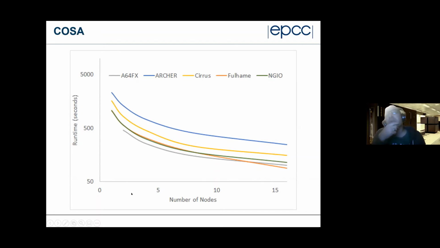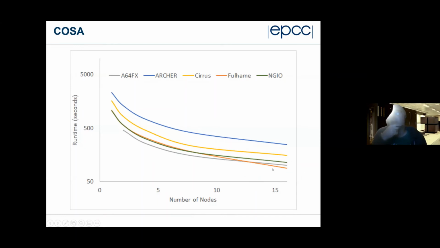One of the challenges of going to the A64FX compared to the other systems is the amount of memory available per node. Here we can see that on all the other systems we were able to run this benchmark on a single node and scale up from there. On the A64FX, we had to use 2 nodes because this benchmark requires more than 32 gigabytes of memory, so we couldn't do the single node performance test. But we could scale up beyond there.